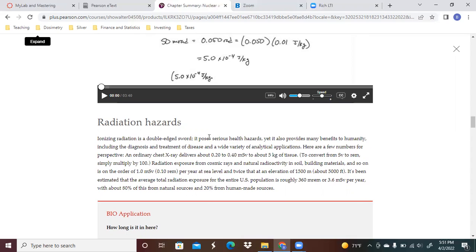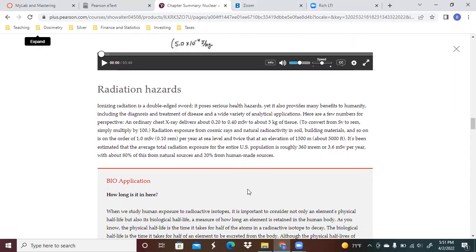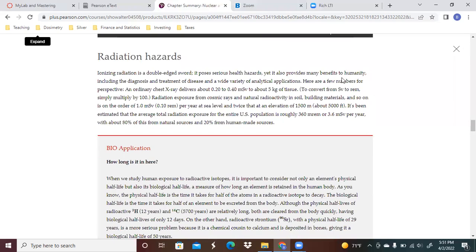Ionizing radiation is a double-edged sword. It poses serious health hazards, yet it also provides benefits. You can diagnose and you can treat disease with certain applications. An ordinary chest X-ray delivers about 0.2 to 0.4 millisieverts to about 5 kilograms of tissue. Radiation exposure from cosmic rays and natural radioactivity in the soil is on the order of 1 millisievert per year at sea level, and if you're up at 1,500 meters, then you're looking at about twice that.